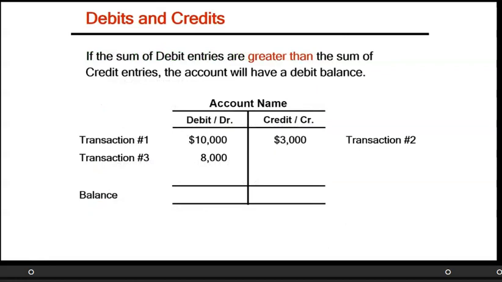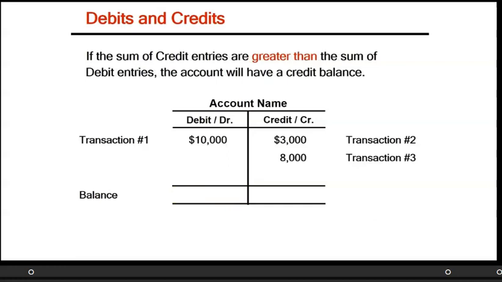Now, we have debit balance accounts and we have credit balance accounts. If the sum of the debit entries are greater than the sum of the credit entries, then that account has a debit balance. So you see transaction 1 and 3 were debited, transaction 2 was credit, and the balance is a debit balance of $15,000. On the other side, if the credits are greater than the debits, then we have a credit balance, in this case $1,000.